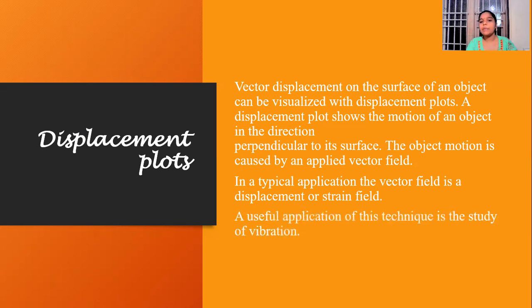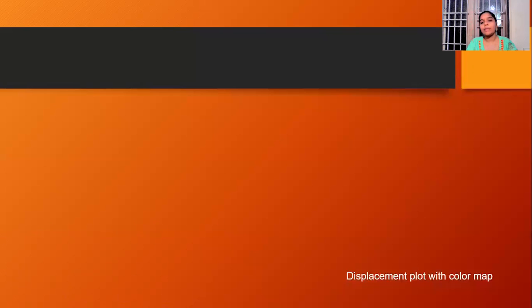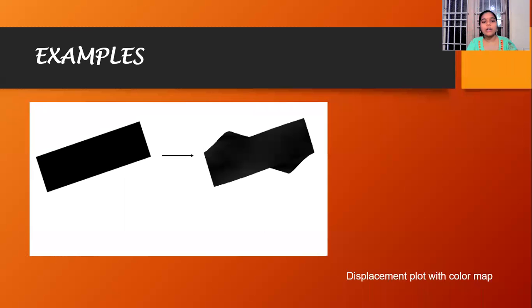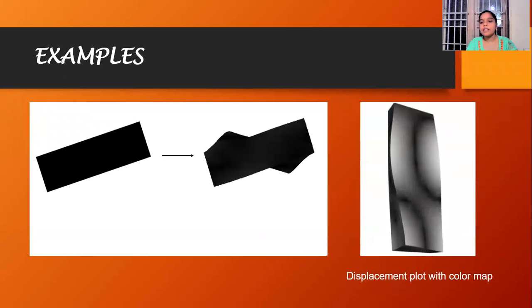In a typical application, the vector field is a displacement or a strain field. The main use of this vector field application is a technique to study vibration. Coming to the examples involved in displacement plots, these are two examples which involve a displacement plot. The first and the second example represent the displacement plot with a color map.